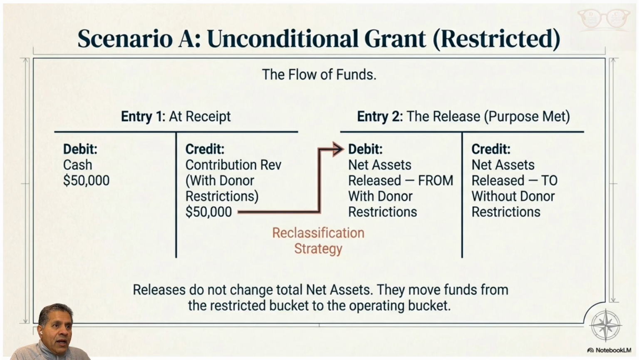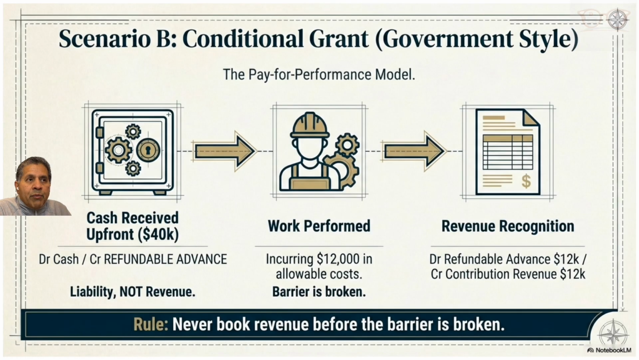The second entry later is when you spend the money and meet the purpose. You make a release entry. You move the net assets from the restricted bucket to the unrestricted bucket. Now, this may seem a little odd to someone coming from the for-profit sector, but this is a core nonprofit concept. Now, moving on to scenario B.